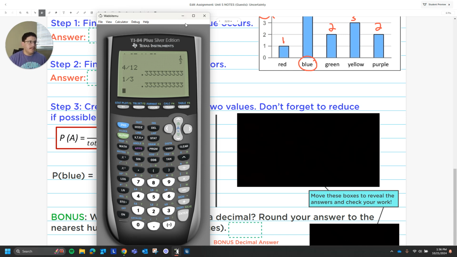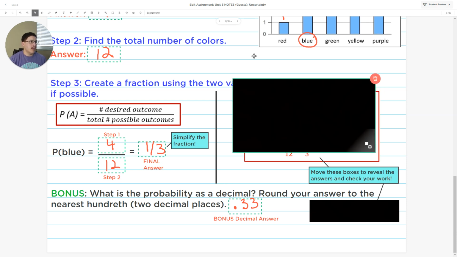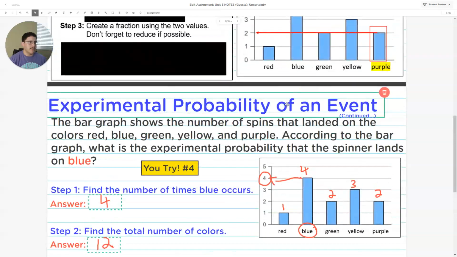Bonus answer. What is the decimal form? And then round it to 2 decimal places. So rounding it to 2 decimal places, we're going to cut it off right here where the mouse is at. It'll round down because the number right next to it is less than 5. So the final answer for the bonus is 0.33. And that's it for you try number 4.